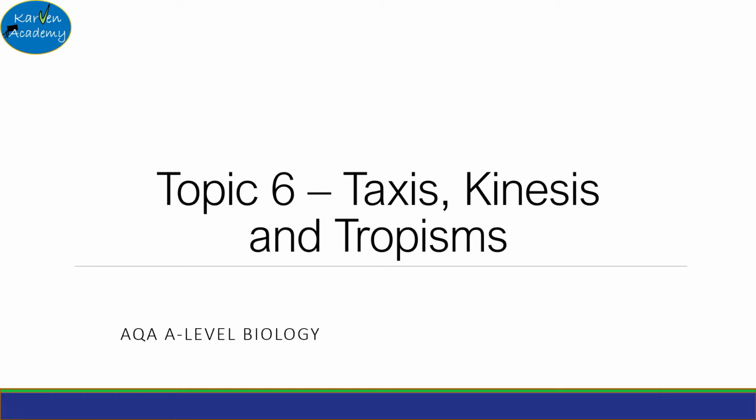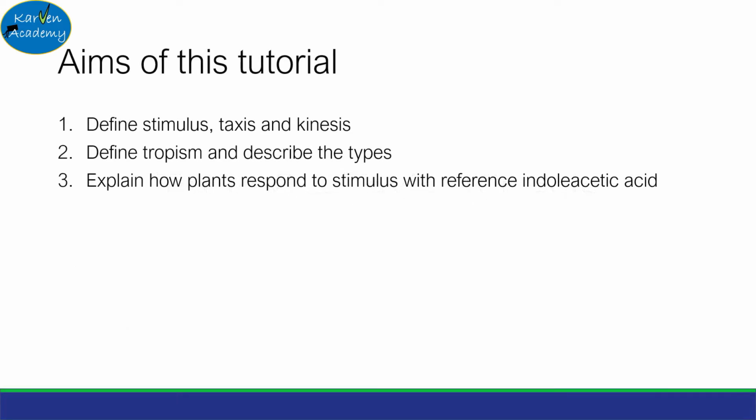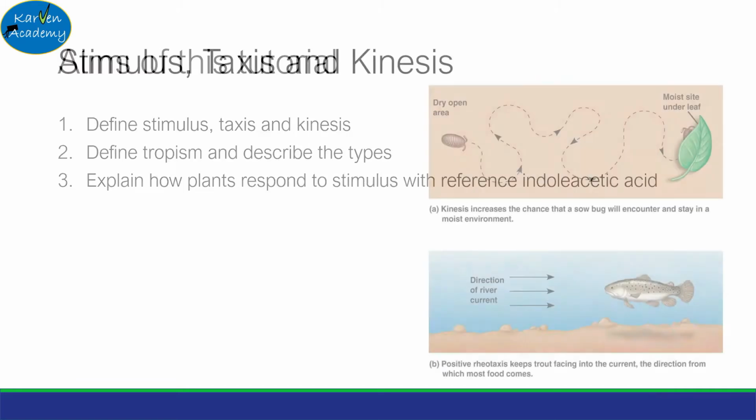In this video we'll be looking at taxis, kinesis and tropisms. So let's get started. These are the aims of this tutorial. We'll be defining the terms stimulus, taxis and kinesis. Then we'll understand what tropism is and describe the types. And finally understand how plants respond to stimulus with reference to indole acetic acid.